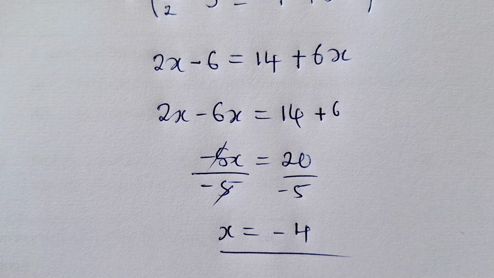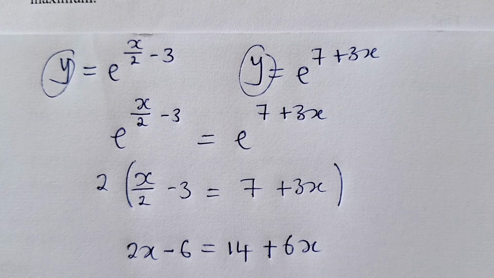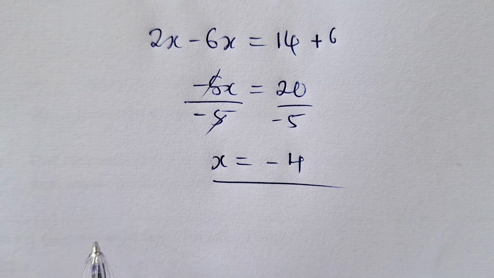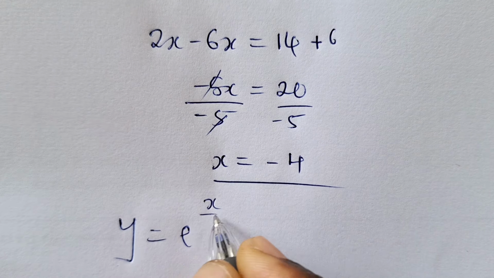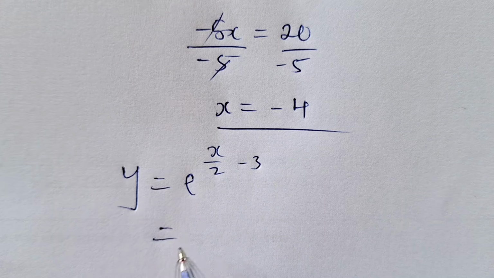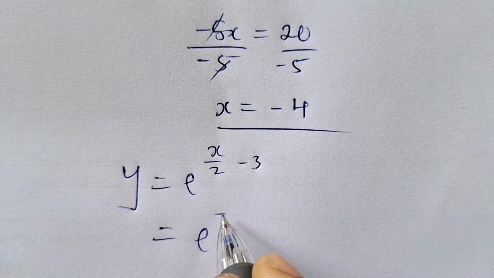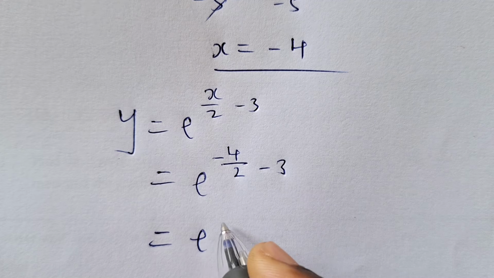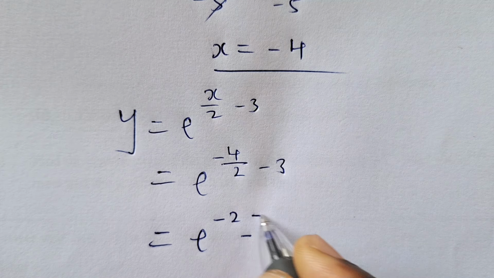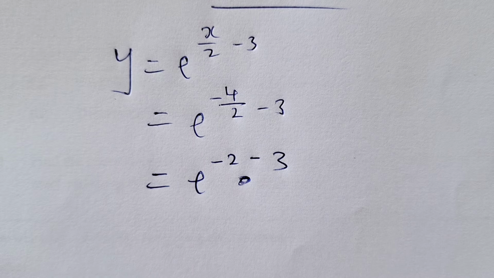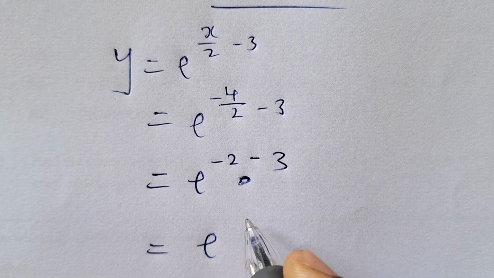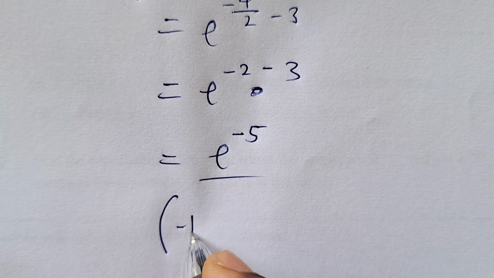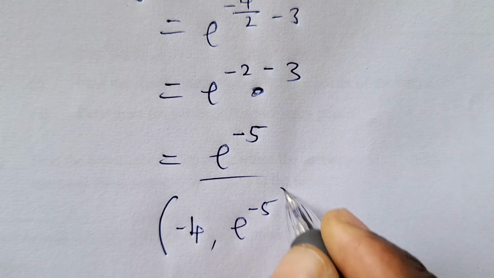So that's the value of x at the meeting point. So once you get that value of x, you can now find the value of y, get on any of the equations. If you want, you can get the first one. So let me get the first one, which is y is equal to e power x over 2 minus 3. So where there is x, you substitute the value of x, which is negative 4, and then you've got e power negative 4 over 2 minus 3. Here it will be e power negative 2 minus 3. So this is simply giving us e power negative 5 here. So the point is negative 4 comma e power negative 5, like that.